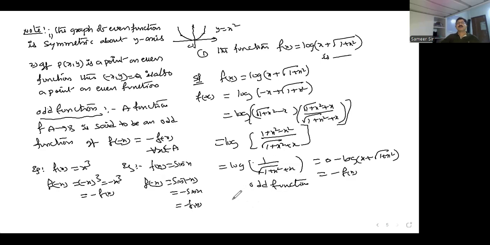Okay, odd function is, note here also, the same 2 points I'm writing. Odd function is symmetrical in opposite quadrant. And if the point x comma y lies on an odd function, minus x comma minus y also lies on the same function. Those two lines I'm going to write, guys.